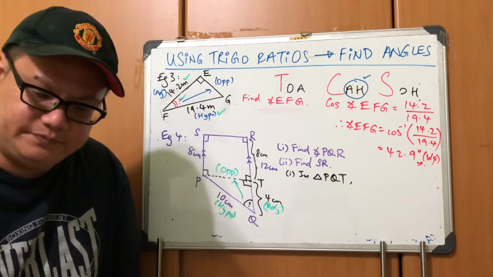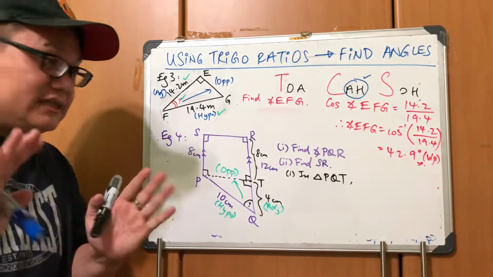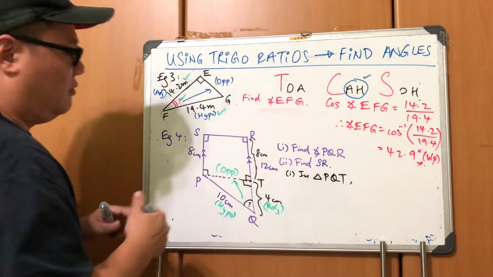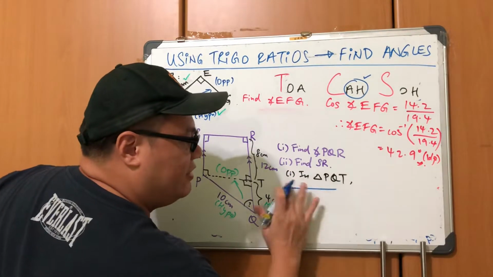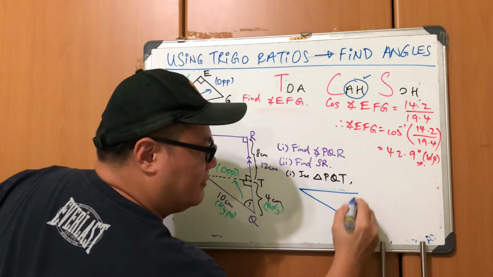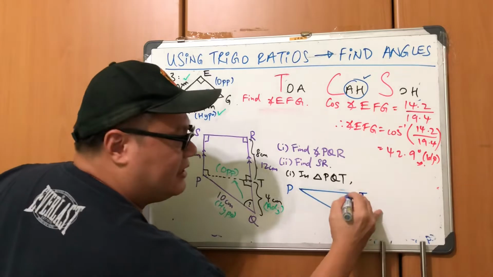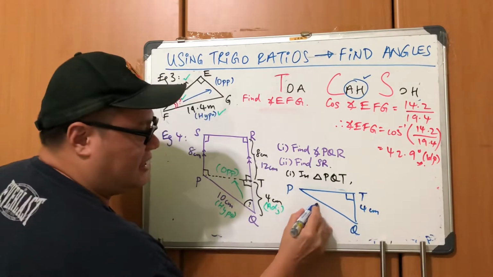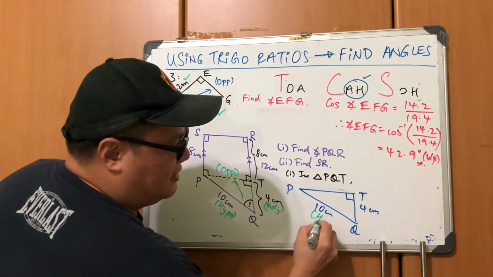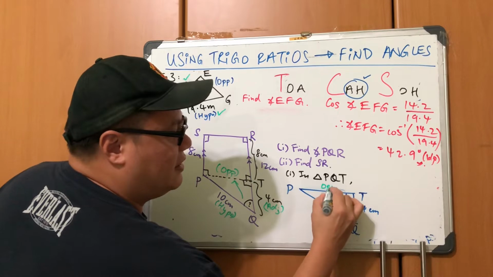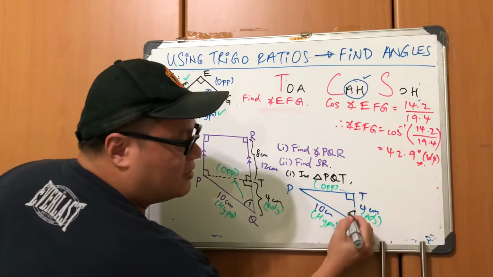Now I ask myself, which trigo ratio do I use to find this? In case some of you are saying it's too complicated, can you redraw this diagram? Okay, I will redraw it for you here. This is P, this is Q, this is T, exactly the same, 90 degrees. This is 4 cm, this is 10 cm. So this is my hypo, this is my opposite, this is my adjacent, and this is my angle Q that I'm trying to solve.